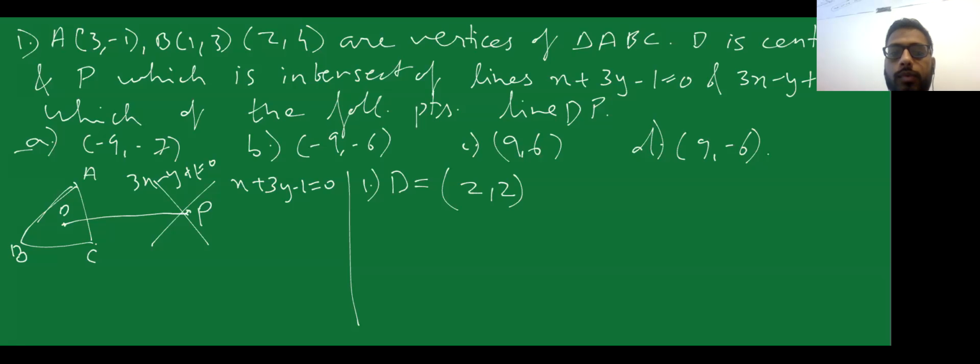I can get the coordinates of point P from the two lines. As the two lines are intersecting, the point P is going to satisfy both these lines. So solve them.